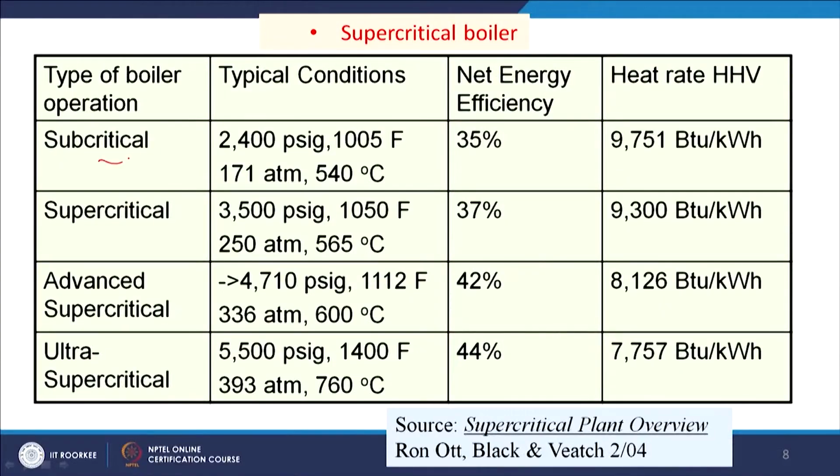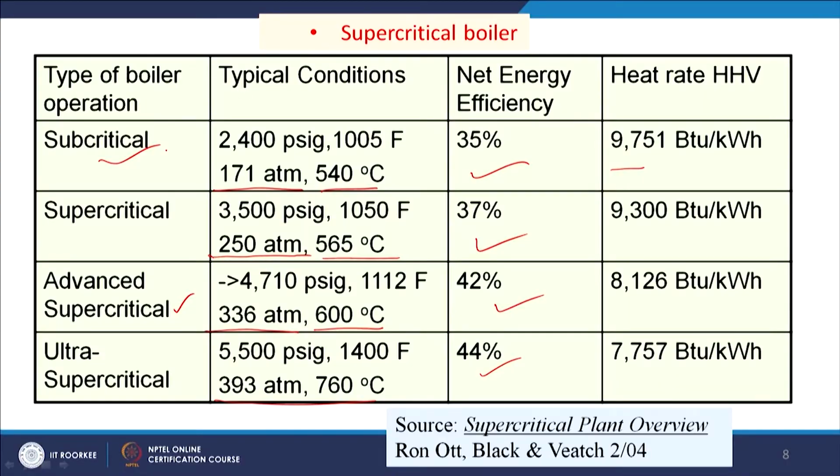Conventionally, a subcritical boiler is used, at 171 atmosphere and 540 degree centigrade. In this case we get 35% net energy efficiency, and the heat rate is 9751 BTU per kilowatt hour. Now, if we use supercritical, then the operation will be at 250 atmosphere and 565 degree centigrade, and here we get 37% efficiency. If we use advanced supercritical, then at 336 atmosphere and 600 degree centigrade, we can get 42% efficiency. If we use ultra supercritical, at 393 atmosphere and 760 degree centigrade, then we can get 44% energy efficiency. But we see the heat rate is decreasing.